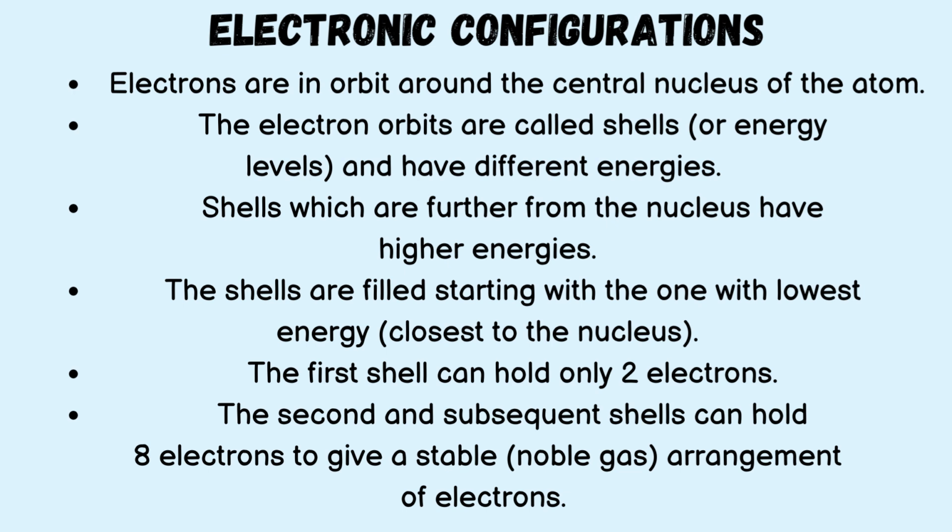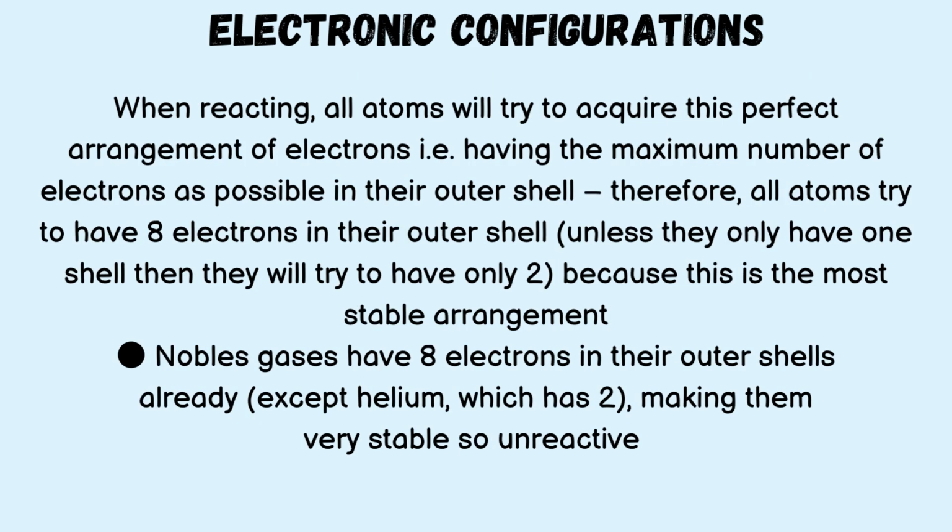The first shell can hold only 2 electrons. Second and the subsequent shells can hold 8 electrons to give a stable noble gas arrangement of electrons. When reacting, all atoms will try to acquire this perfect arrangement of electrons, that's having the maximum number of electrons as possible in their outer shell. Therefore, all atoms try to have 8 electrons in their outer shell.